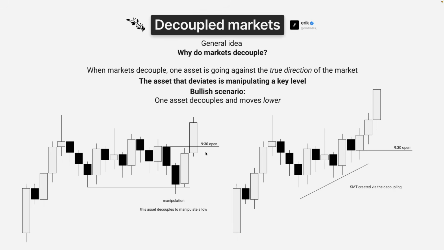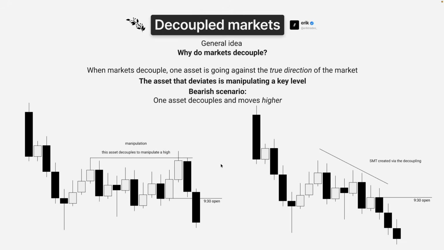What happened here is that this asset, in a bullish scenario, manipulates this key level, and that is exactly the purpose of that decoupling. Here you have the bear scenario, where one asset decouples and moves higher. We're going to learn how to navigate these market conditions, how you know the manipulation is done, how you know if it's about to reverse, and how you know which direction we're going. We'll go over all of that in this lecture.